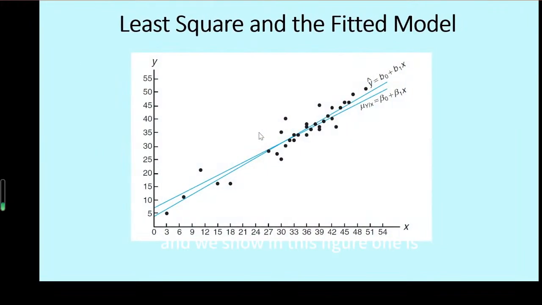And we show in this figure, one is the theoretical line, but we never know the values of beta 0 and beta 1. And the other line is very close but not exactly the same. This line is y hat equals b0 plus b1 x. So this is the estimated, or say fitted, line from the given observations of these scatter plots.